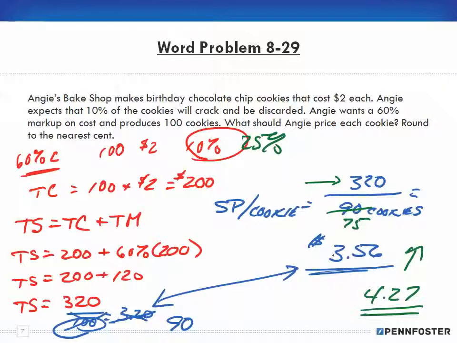Right. So the fewer cookies I have, the higher the price per cookie I have to set for the sales price. Okay. All right. I hope you understood that, and you can see that relationship there.